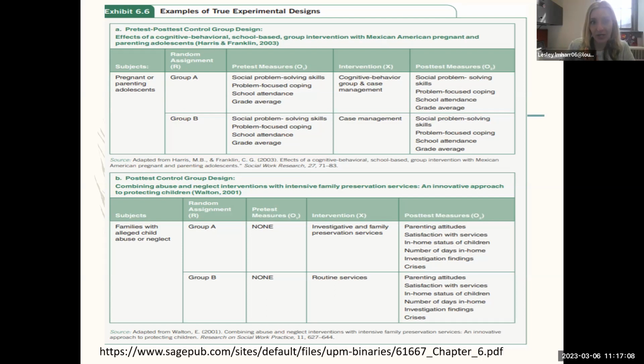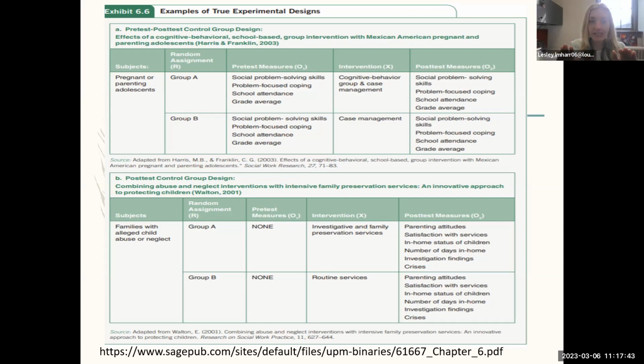Okay, let's look at design B, which is our post-test control group research design. This is a special research design to engage in when you do not have the ability to engage in pre-test measures. Let's say you are working for an agency and you are interfacing with clients who have families with alleged child abuse or neglect cases. There is no way to engage in a pre-test measure prior to having those families walk through your agency's doors.